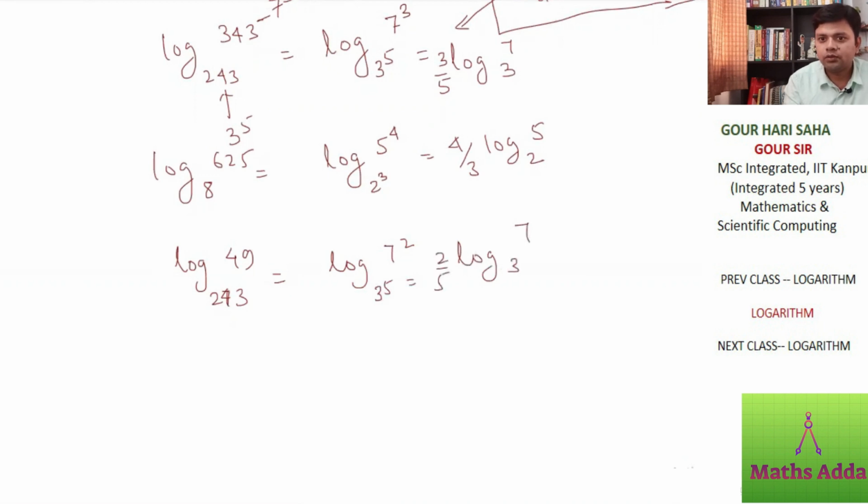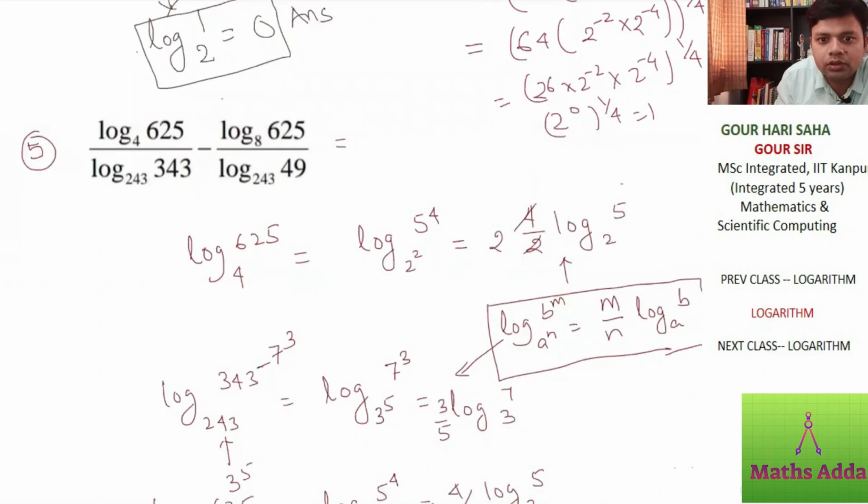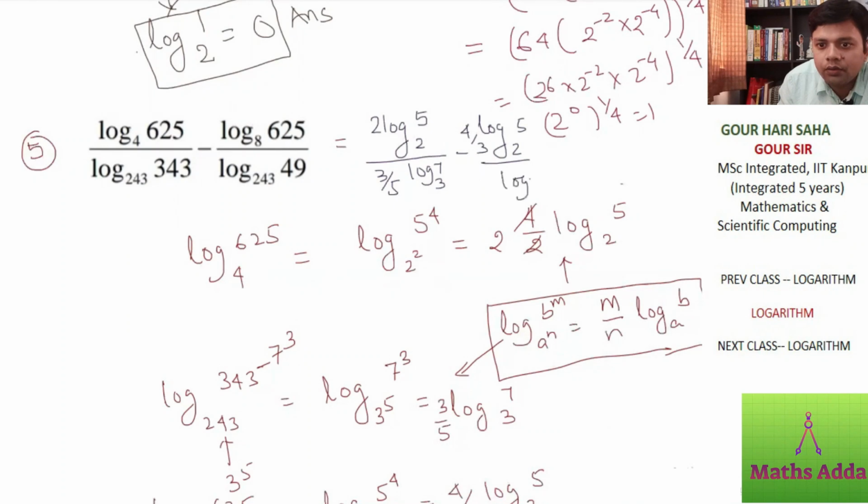So put all these values where? Put all these values here. So this is 2 log 5 base 2 by 3 by 5 log of 7 base 3 minus log of 5 base 2 with 4 by 3 here, divided by log of 7 base 3, and this is 2 by 5.